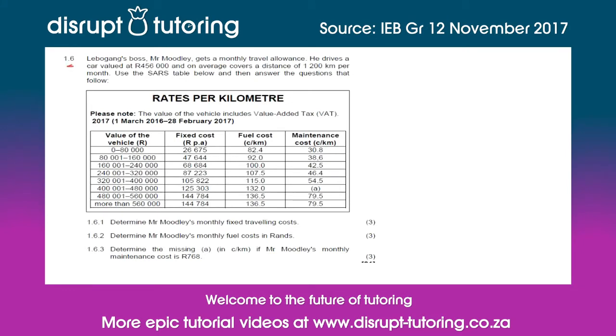We're on question 1.6 from the 2017 IEB Maths Lit Paper 1, and this question deals with calculating travel allowances, which falls under financial maths. It says Lebochan's boss, Mr. Moodley, gets a monthly travel allowance. He drives a car valued at 456,000 Rand and on average covers a distance of 1,200 kilometers per month. They use the SARS table below, and you can use this SARS table to answer the questions that follow.